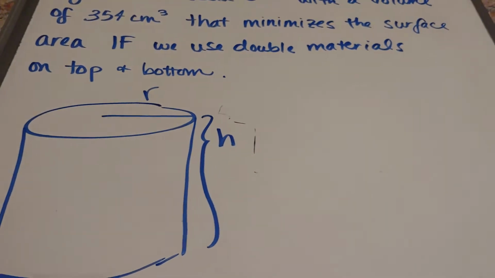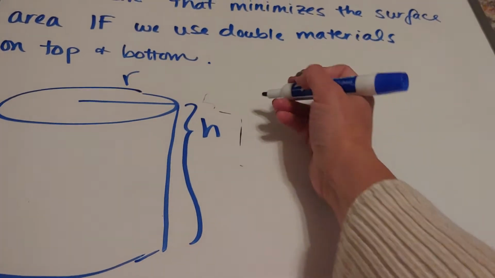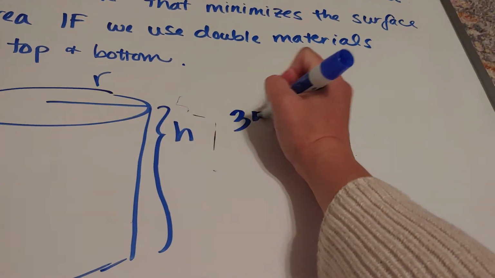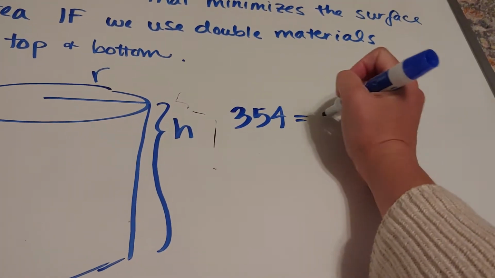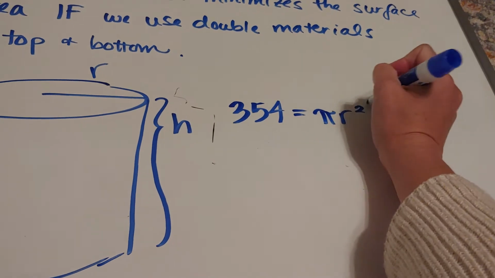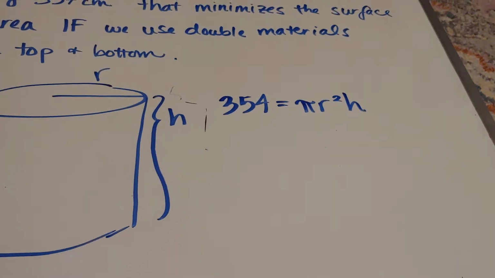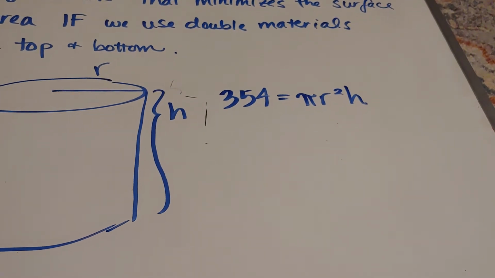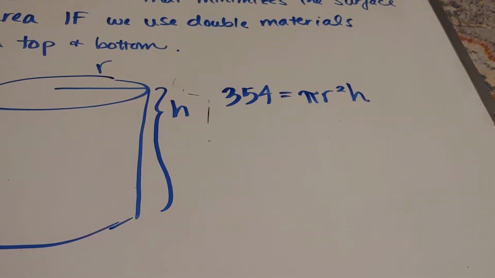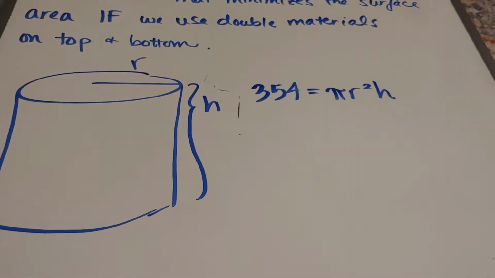Okay, well, the first thing that I know is that I know the volume is 354, and that's pi r squared h. Okay, that's not what I'm going to minimize. This is what we're calling our constraint. So this is what we're going to solve and substitute into the other problem. All right, let's talk about surface area.